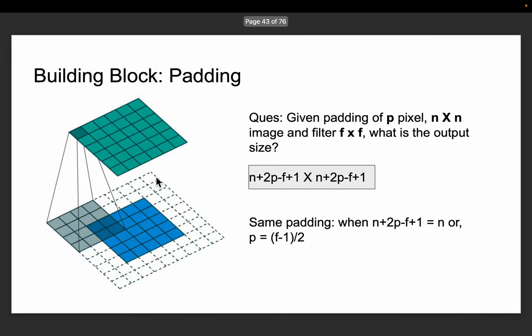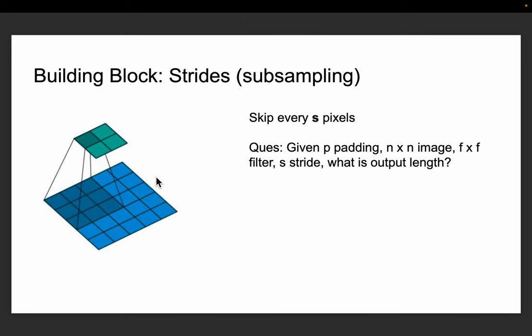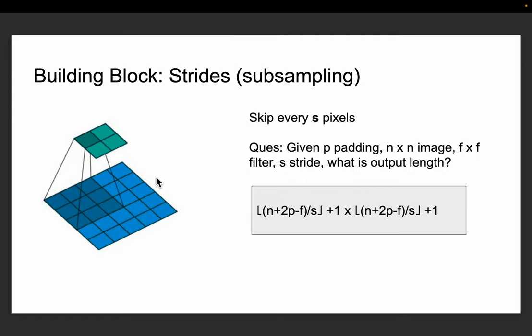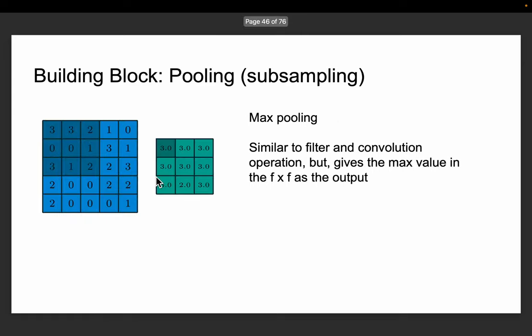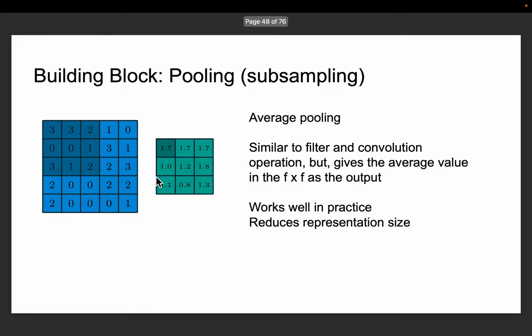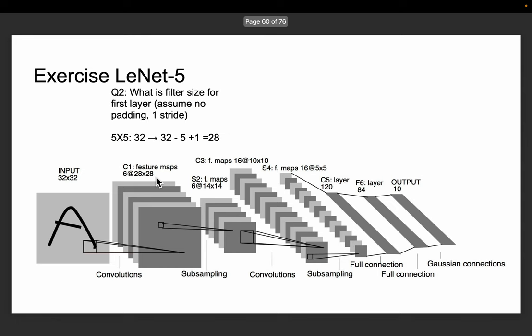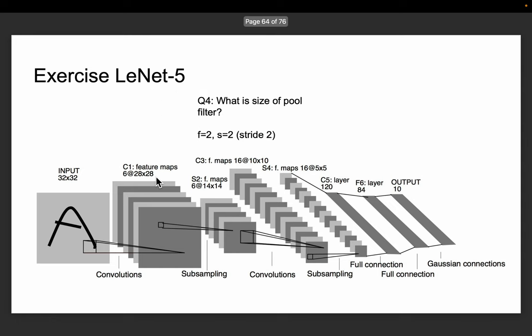Let's look back at the pool filter and striding. So striding gives you the floor of (n plus 2p minus f) divided by s, plus 1. And the pooling works basically like convolution, but instead of doing anything else, it just picks up the maximum or the average value where the filter is being applied. Okay, so it comes out to be a 2 cross 2 filter with a stride of 2 that will get you from 28 cross 28 to 14 cross 14. I'll let you work this out on your own to figure out that this is indeed correct.